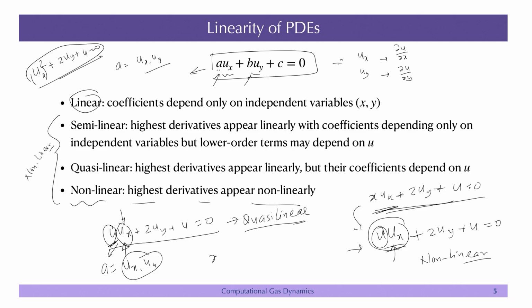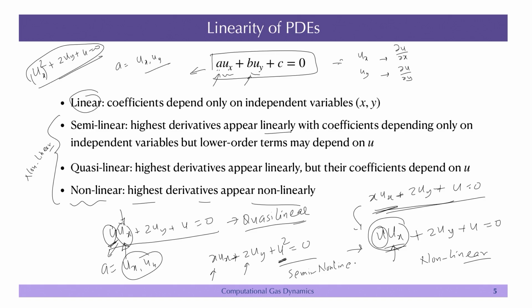So, u x u x plus 2 u y and plus u square equal to 0. Okay. So, the highest derivative terms appear linearly. So, the coefficient only depends on the independent variable like x, or whatever constant coefficient that we may have, but the lower order terms may depend on u and maybe it is quadratic or those kind of things. Okay. So, then it is called semi-linear.